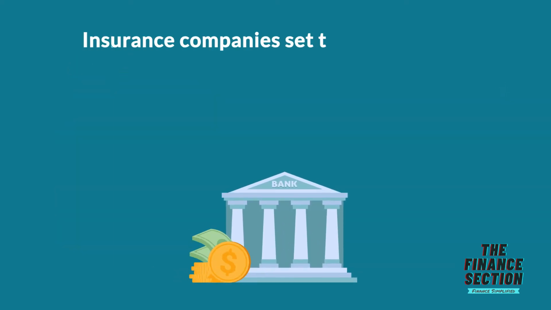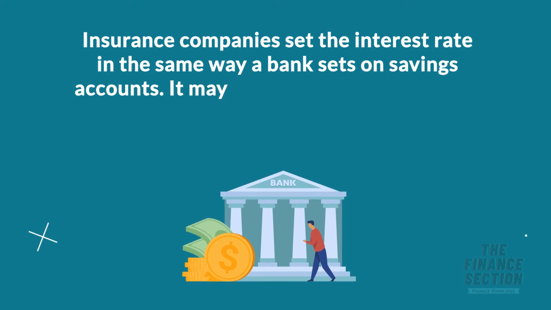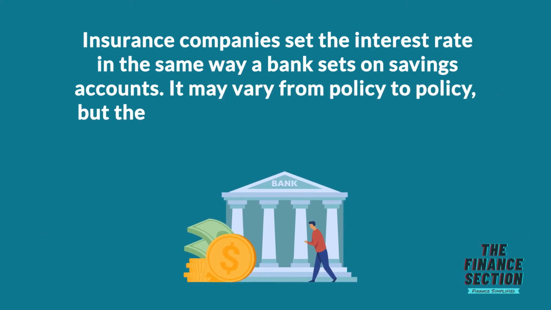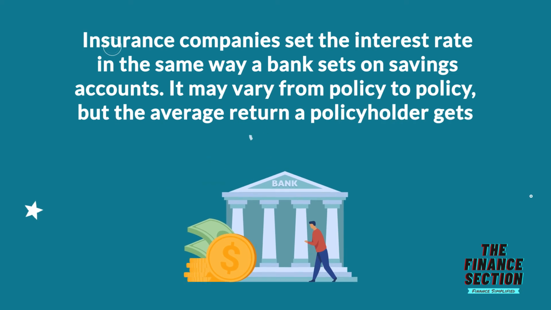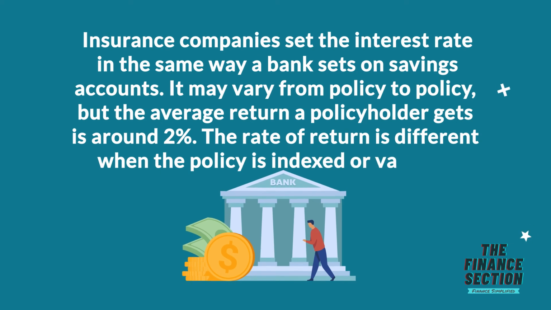Insurance companies set the interest rate in the same way a bank sets on savings account. It may vary from policy to policy, but the average return a policyholder gets is around 2%. The rate of return is different when the policy is indexed or variable.